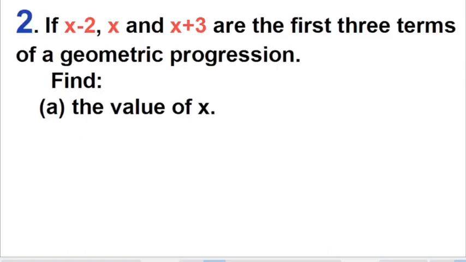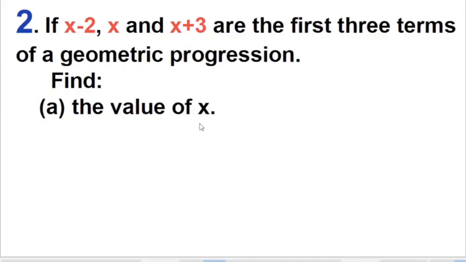Let us now move on to question 2. This is our question 2 right here. The question reads, if x minus 2, x and x plus 3 are the first 3 terms of a geometric progression, find the value of x. So they want us to find the value of x.